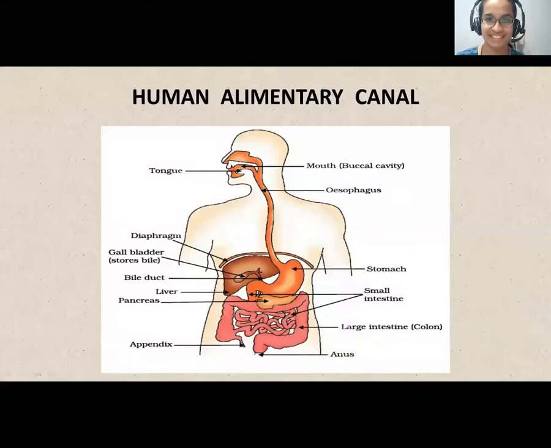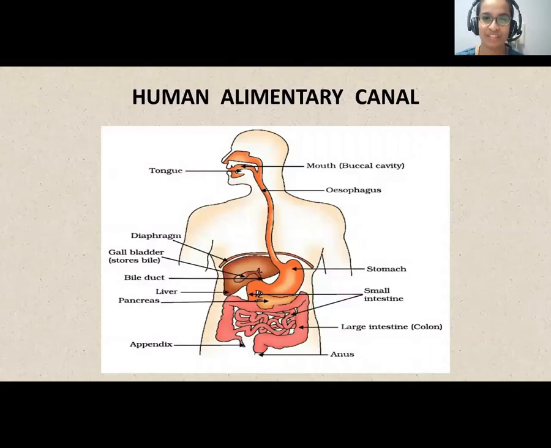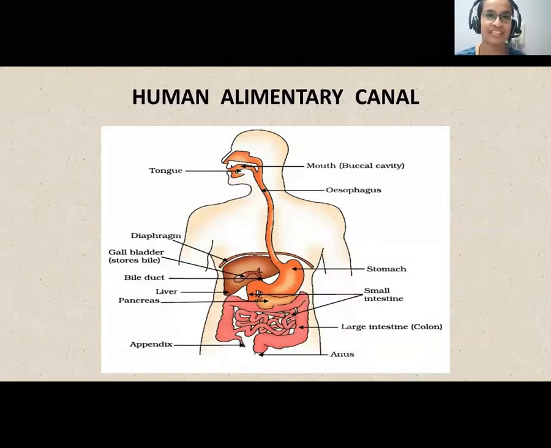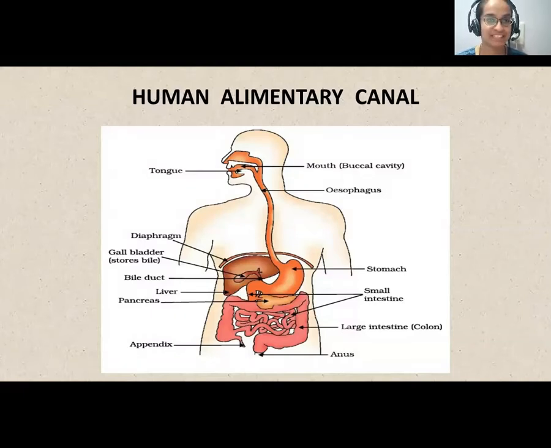Hello students, today we are here to go through a brief of a very interesting chapter of CBSE class 10th, the life processes chapter. The topic is, as you can see on the screen, human alimentary canal.